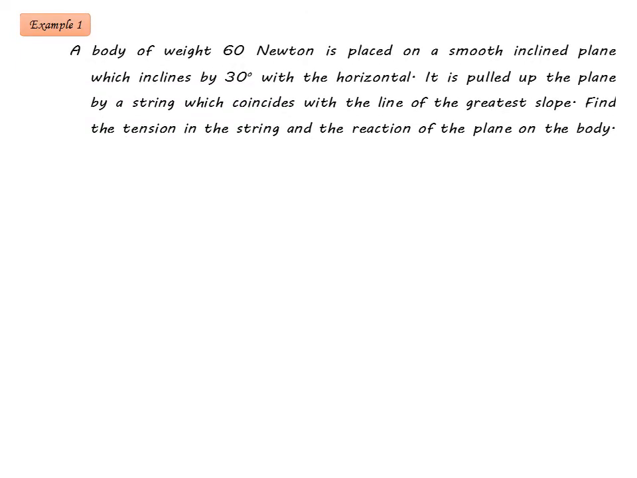A body of weight 60 Newton. That means we have a body, its weight vertically down 60 Newton, right? It's placed on a smooth inclined plane, which is inclined by 30 degrees to the horizontal. So we have the horizontal line and the plane inclined to the horizontal by angle 30. Now, of course, any vertical line with any horizontal line makes 90 degrees. So the weight makes 90 degrees with the horizontal line. Of course, the third angle in this triangle will be 60, right?